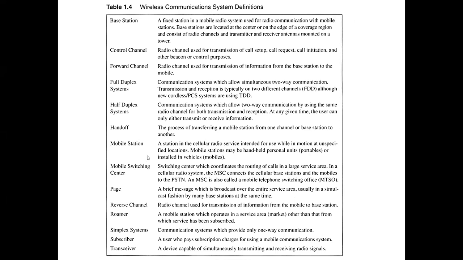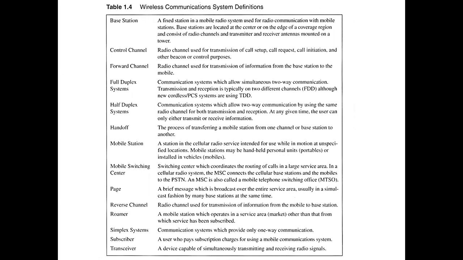Another important part in the cellular communication network, we said: base station, mobile telephone, and mobile station, okay? Now, what is the mobile station? A station in cellular radio service intended for use while in motion at any specified location. When we talked about the base station, we said it's a fixed station, while here we have a unit while in motion at any specified location. Mobile stations again may be handheld personal units, portables, or may be installed in vehicles, mobiles. And yesterday we talked about the term mobile and the term portable, and we distinguished between these two important terms. Well, now we have illustrated the basic parts of the cellular communication system.